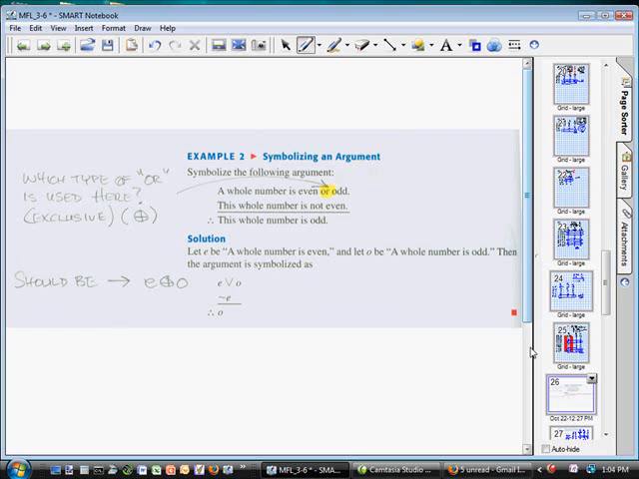Well, for one thing, do you see that word in the top premise? A whole number is even or odd. What kind of an OR is that? Well, the key question is, can a number be even and odd at the same time? No way. So that can't be this one, because this one allows both. So do you see why I can't use this one, and I really should have used this one? Well, they didn't. And look at the symbolism below.